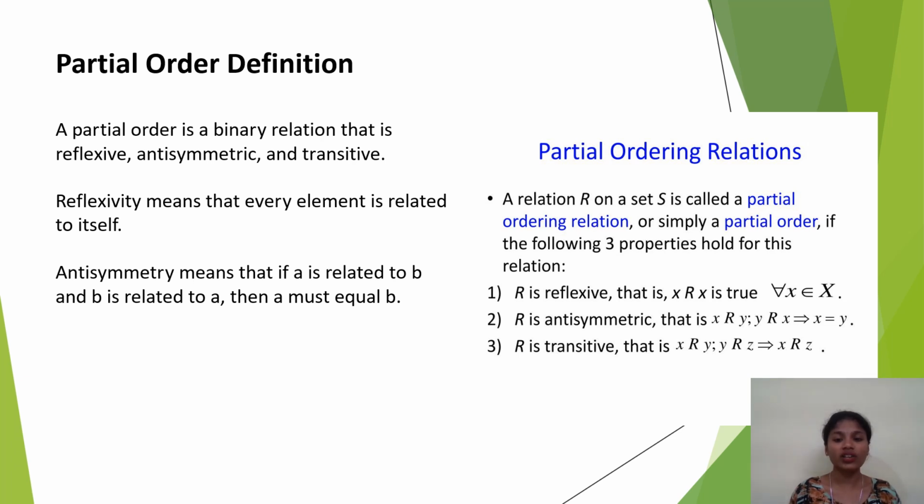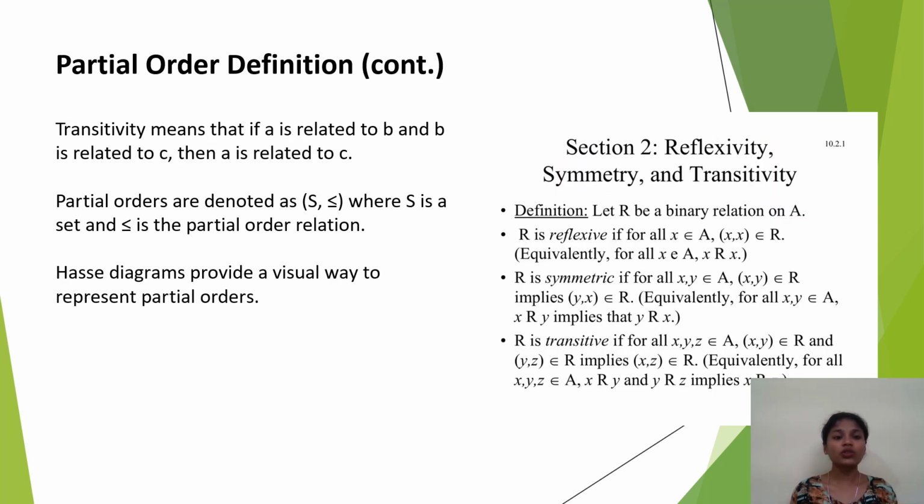A total order is a partial order in which every element in a set is comparable with every other element in the set. Transitive means that if A is related to B and B is related to C, then A is related to C. Partial orders are denoted as (S, ≤), where S is a set with a partial order relation. Hasse diagrams provide a visual way to represent partial orders. A partial order on a set is an arrangement in which certain pairs of elements are related to one another. The word partial is used to indicate that not every pair of elements is related.